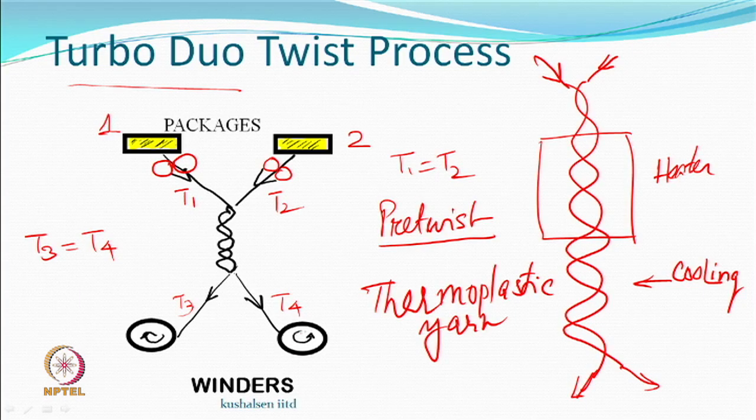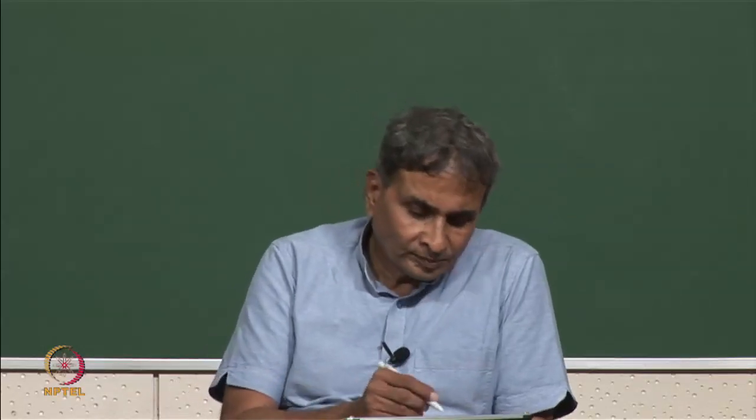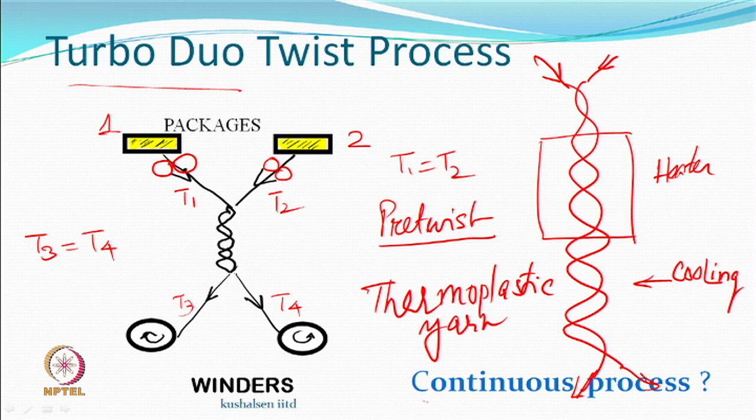And of course, you wind them, and this wound yarn should be a textured yarn, because what have you done? You have twisted, you have heated, right, and also you have cooled. So, it should be meeting all your requirements. Is it a continuous process? The edge crimping was a continuous process. False twist was also a continuous process. So, you have a continuous process, 3 continuous processes that we have seen.